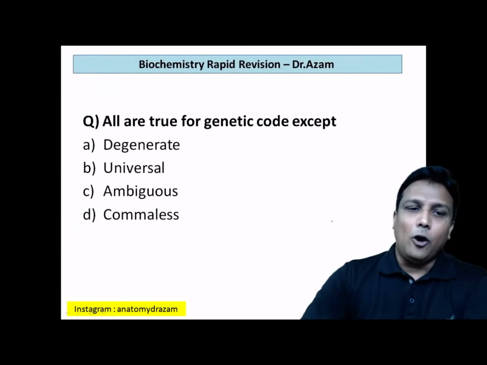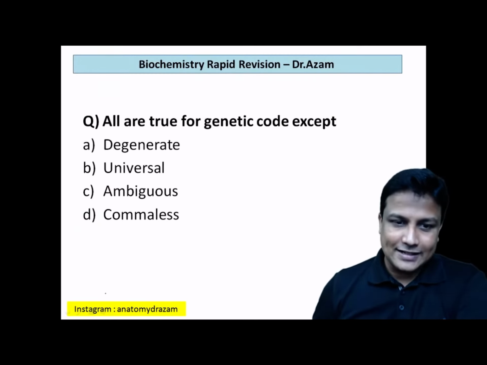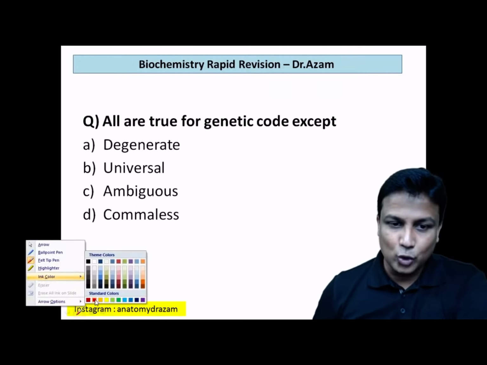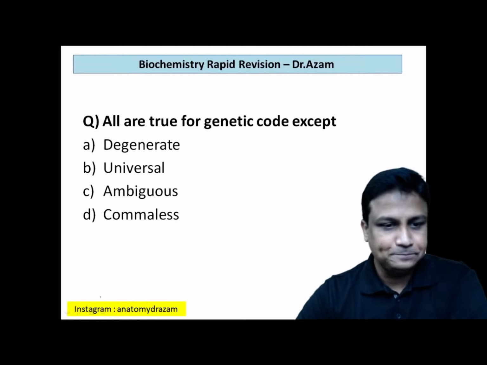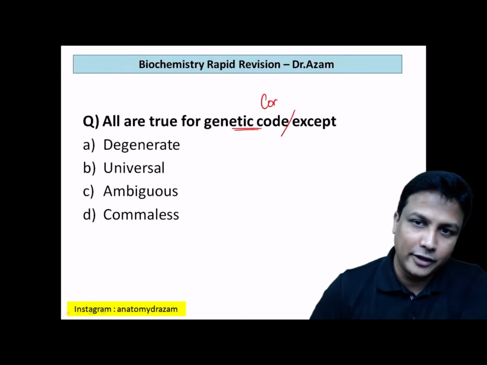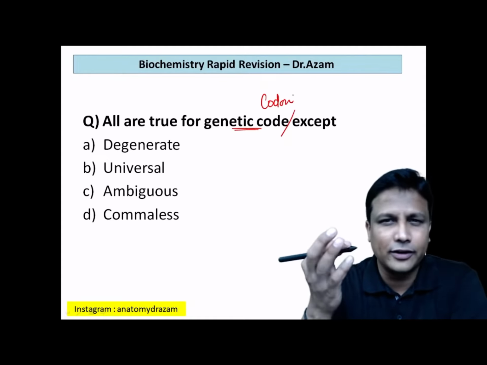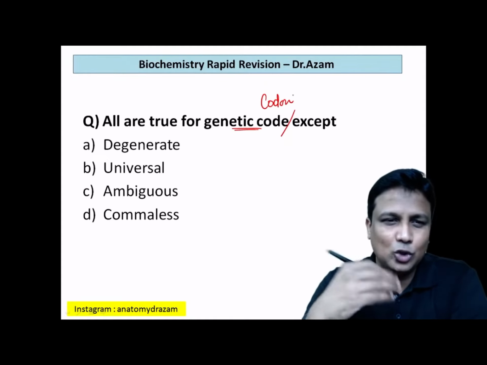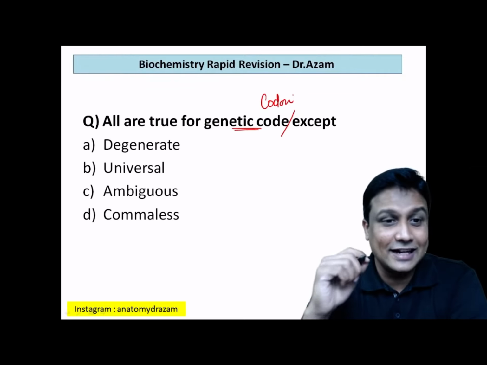Next one. All are true regarding the genetic code except what? First of all, what is another name of the genetic code? Genetic code is nothing but codon. Every one of you knows about the codon. I hope you have heard about AUG, UAA, UAG and all those things.